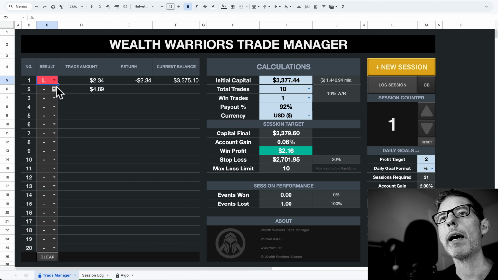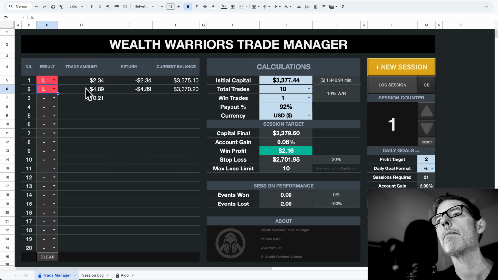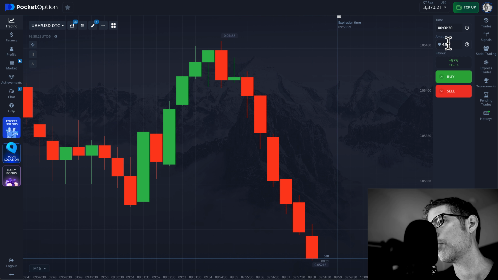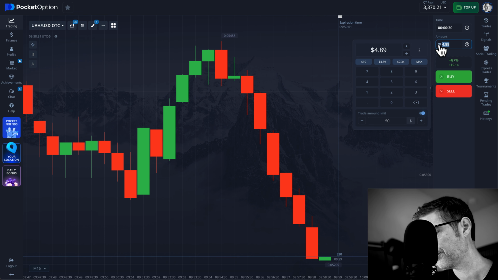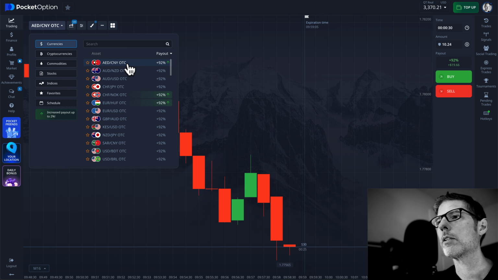So that's 2 L's. So that second one was an L as well. So we mark both with an L. The next one's 1024. Let's go ahead and put that into Pocket Option, 1024. Perfect. And let's just find another chart.